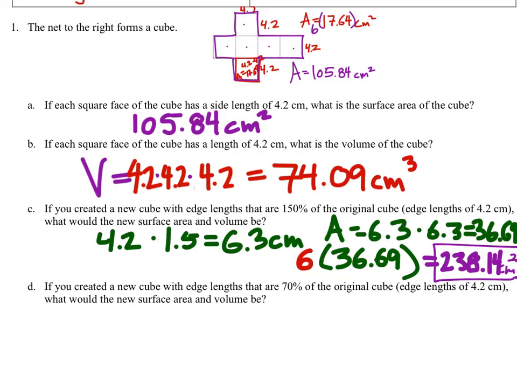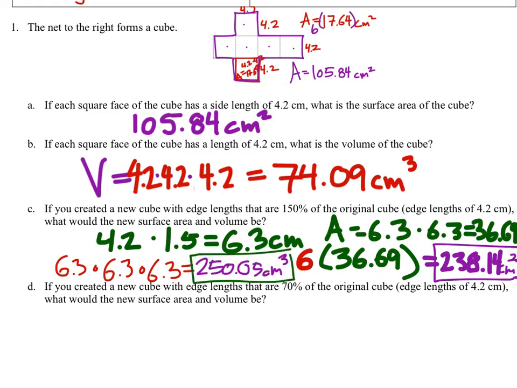So if you created a new cube with edges that are 70% of the original, the 4.2, what would the new surface area and volume be? Oh, we needed the volume of the last one, didn't we? Yeah. So that one is 6.3 times 6.3 times 6.3, which is going to give us the volume of, so there we go, 250.05 centimeters cubed, which is pretty nice. All right, let's do the 70% one. So 70% of the original 4.2.